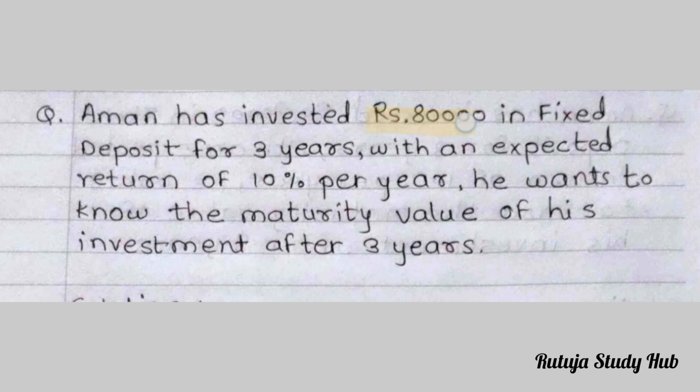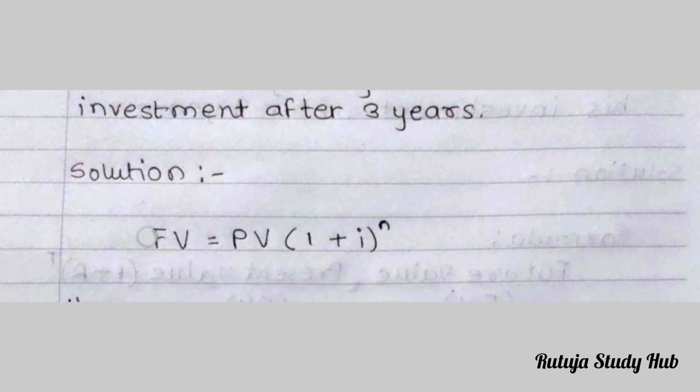Rupees 80,000 is invested today. This is the current value. We are asked for the value after 3 years. This means we have to calculate the future value. So clearly, this is a future value question. Whenever current value is given and future value is asked, we use this formula.